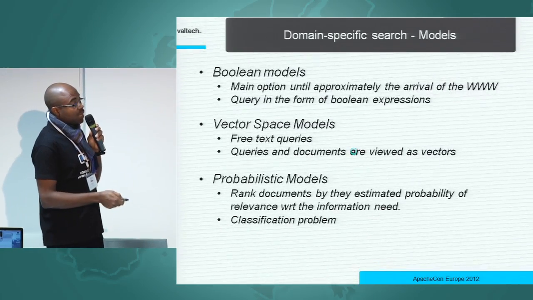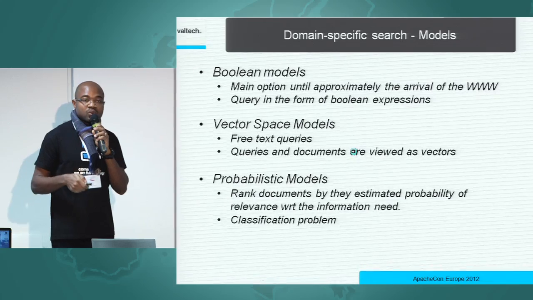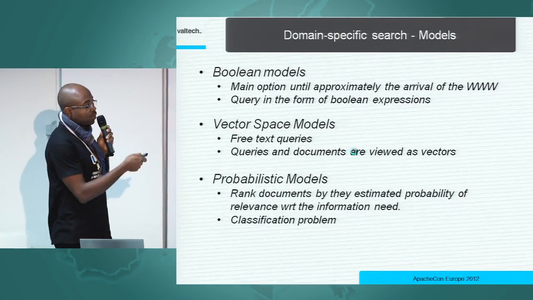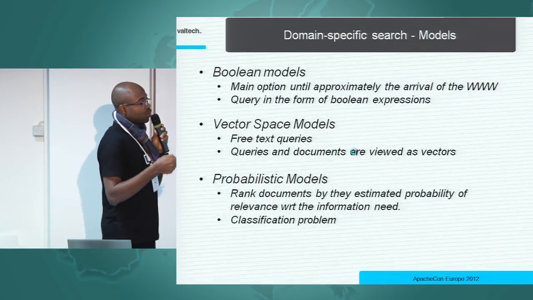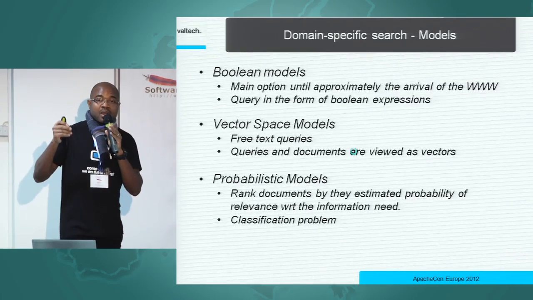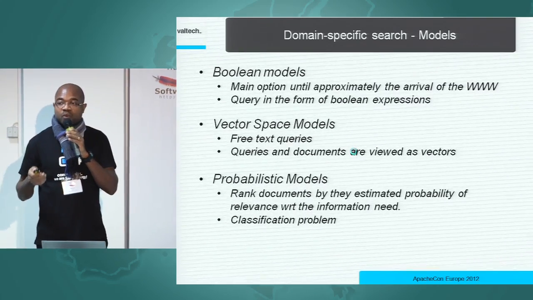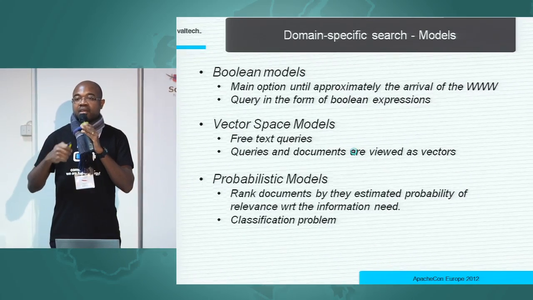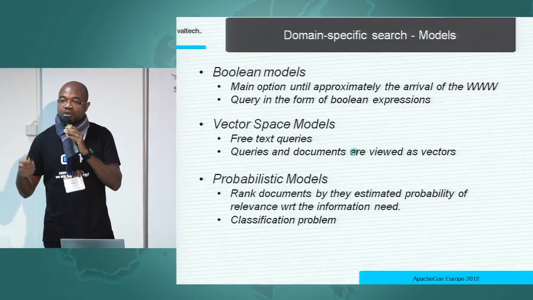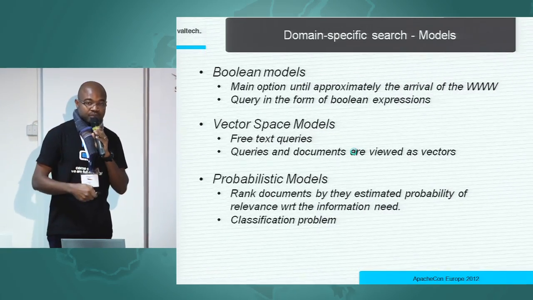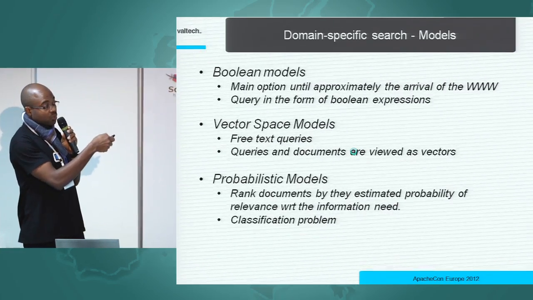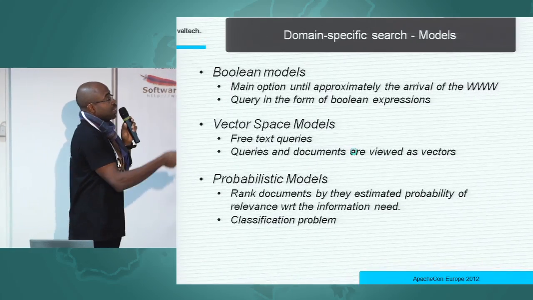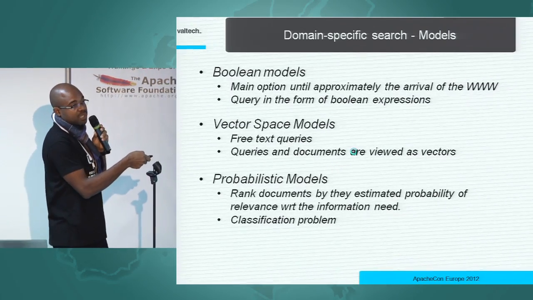A third model we would like to mention here, but we are not going to explain it more than on this slide, is the probabilistic model. It is a kind of classification problem where you represent a document as a vector in the space, and then you evaluate the probability that a document is relevant to the query. But we are not going to go deep here. We will see that Lucene implements both Boolean and vector space models.